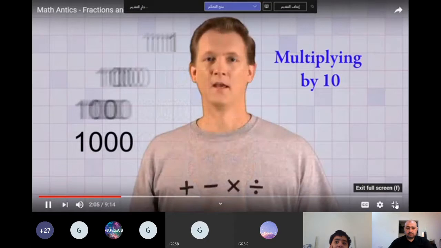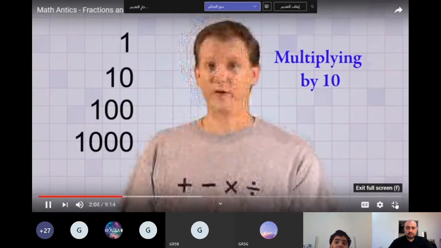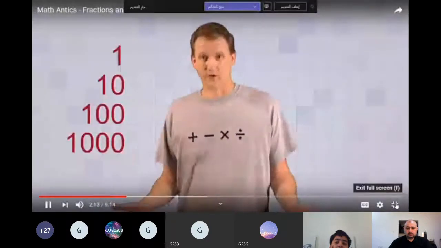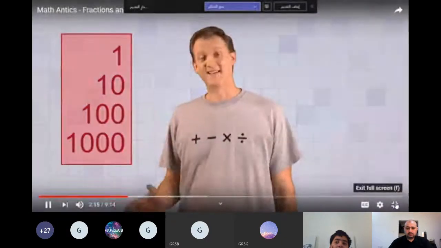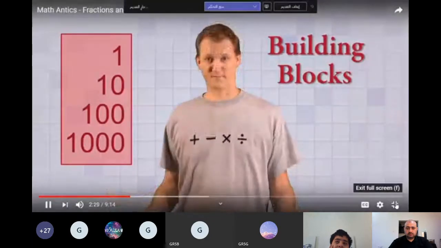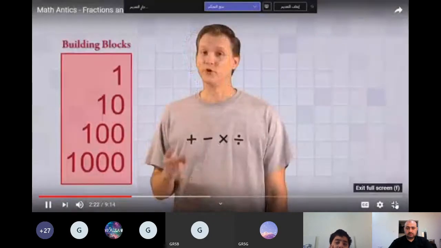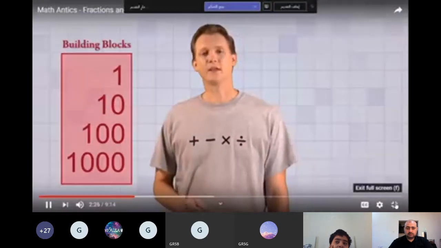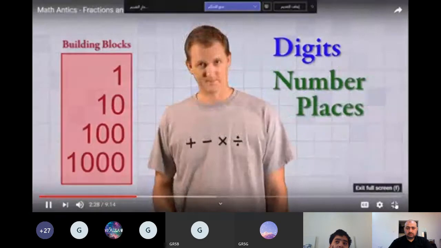I could keep on multiplying by 10 to get bigger and bigger building blocks, but I think I'm going to stop at 1,000 for now. So what am I going to do with all these powers of 10? Well, like I said, they're the building blocks of our counting system. So I'm going to count with them. But before I do that, I should mention 2 more things that our number system needs besides these building blocks. And those 2 things are digits and number places.